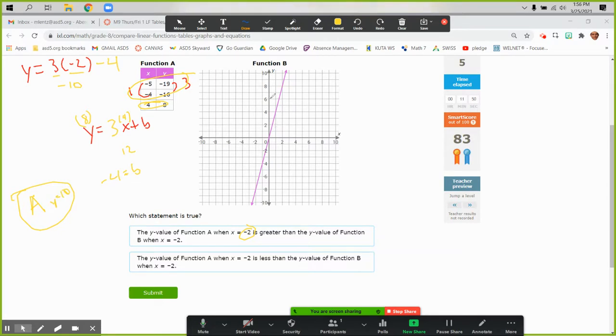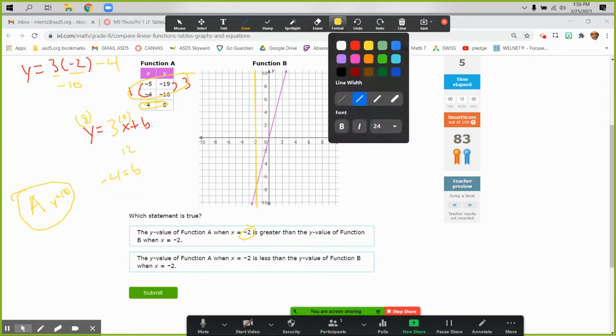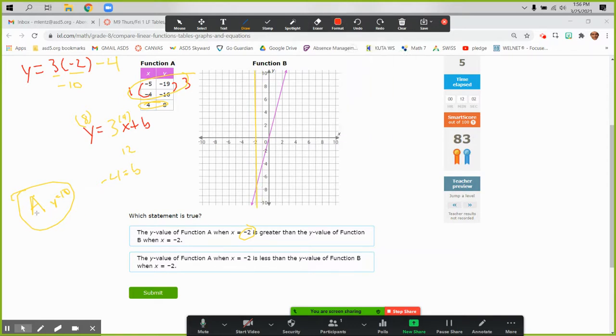Function B, it said -2 is x. So all you have to do on the graph is go to where x is -2 and draw a straight line, and then just see where it hits. And if that is bigger or less than -10 is our question. So it looks like it would hit or intersect right here, which is at -7.